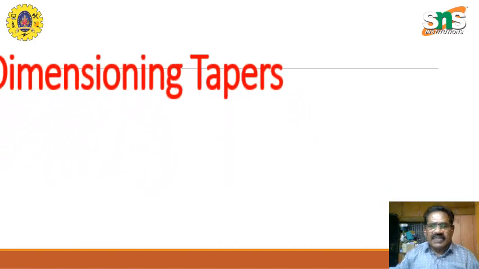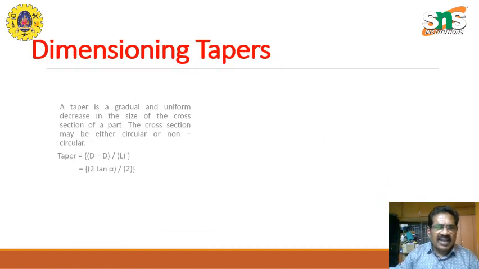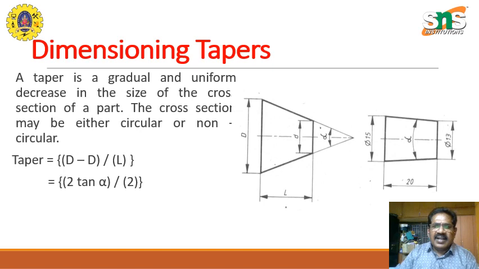Okay, dimensioning of tapers. How do we dimension tapers here? This is the drawing, there's a taper, and the included angle is given. The major diameter minus the minor diameter, divided by L, gives you the angle, or it is 2 tan alpha divided by 2. This is how it is given here. Or sometimes we give it as: at so and so distance that you travel, how much it comes down by.